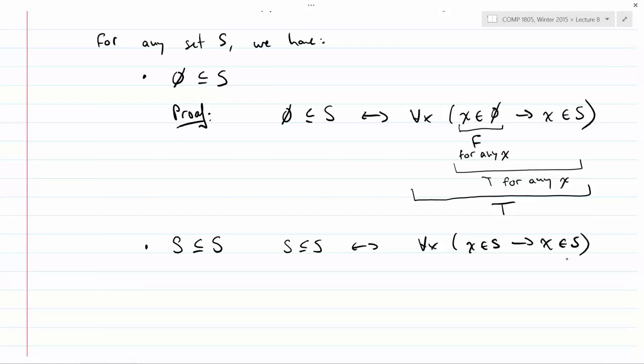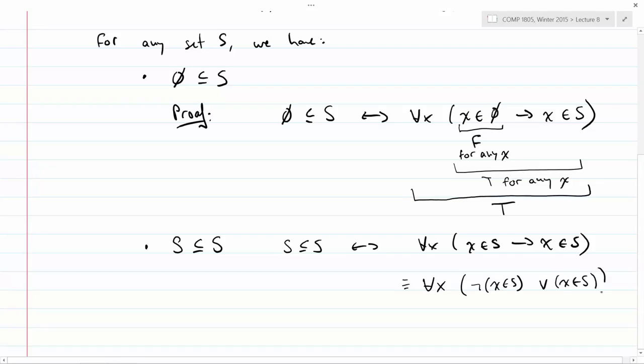Why is that implication true? Because it's impossible for X in S to be both true and false at the same time. Yeah, so to see that, you could just say, well, this is exactly the same as: it is not the case that X is in S, or it is the case that X is in S.